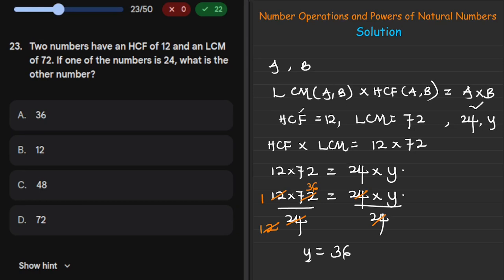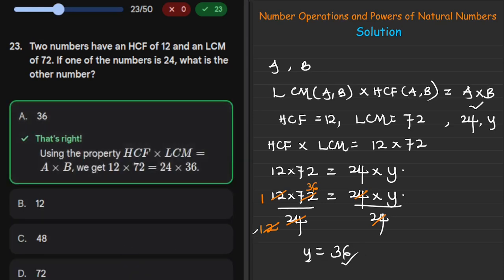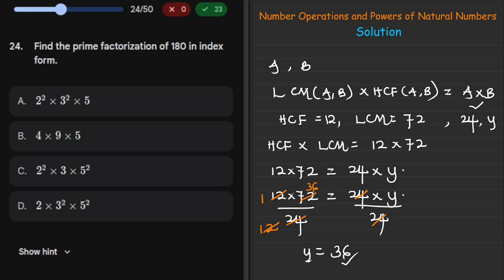the LCM and the HCF, that is their product, is equal to the product of the two numbers, and we are getting what? 36. So that is A. You see? Okay. So let's look at question number 24.